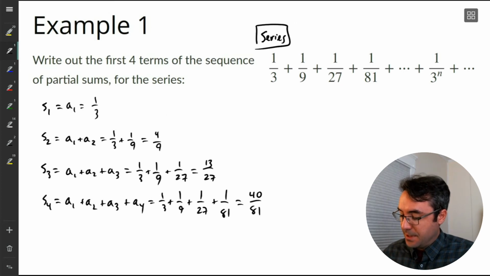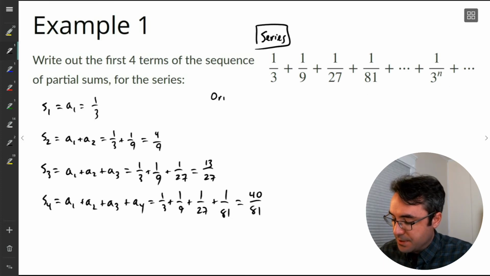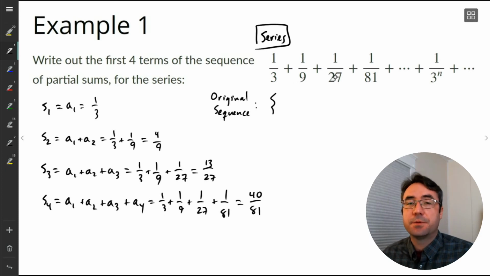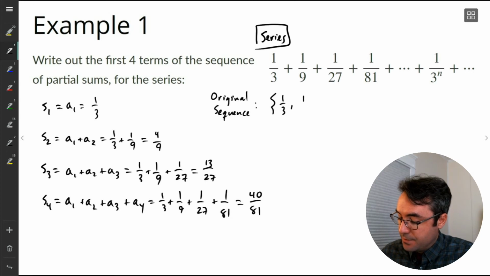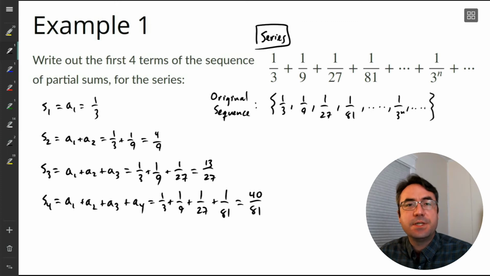So let's summarize what's going on here. We have our original series. This is where we're trying to add everything together. What was our original sequence? Well, this is where we just list out all the terms that we're trying to add up in our series. So the first one there is 1/3, the second is 1/9, 1/27. So we're just listing these out. And it keeps going forever. It's an infinite sequence here. So that's our original sequence.